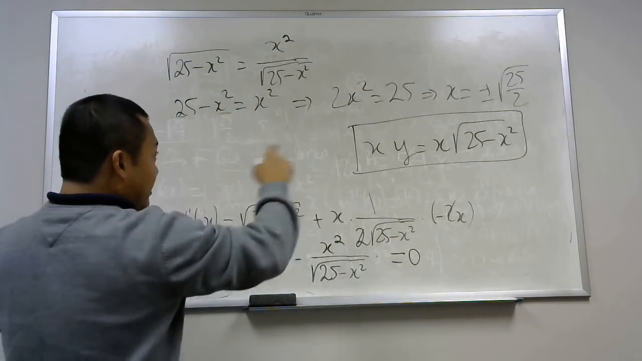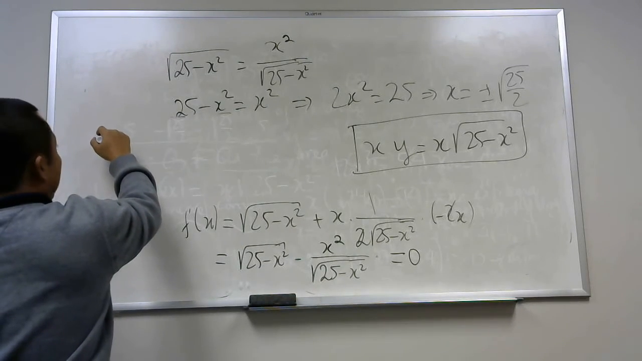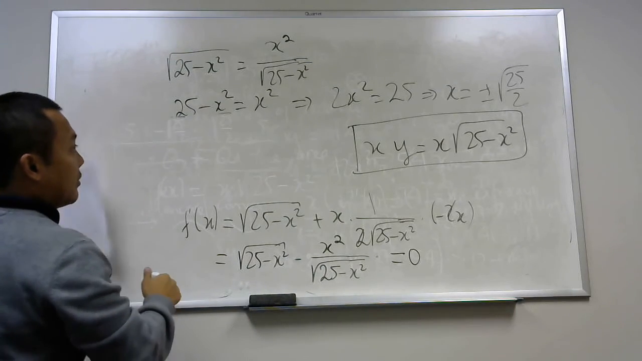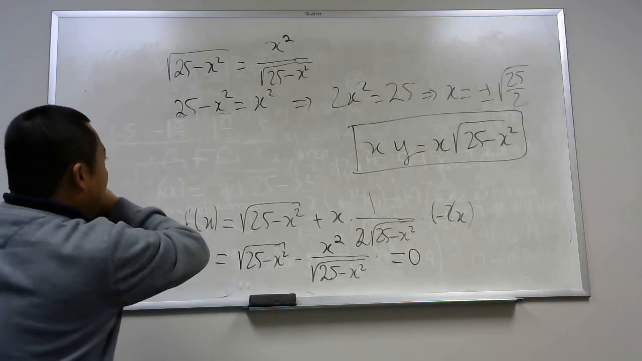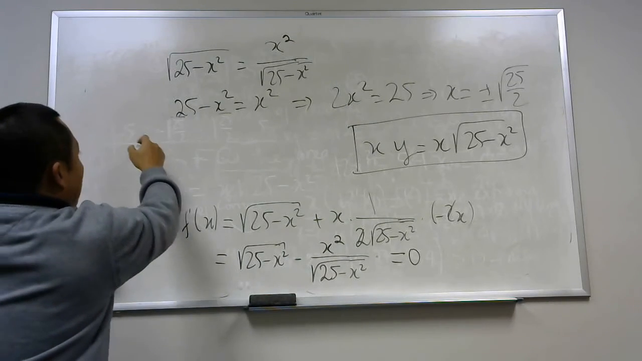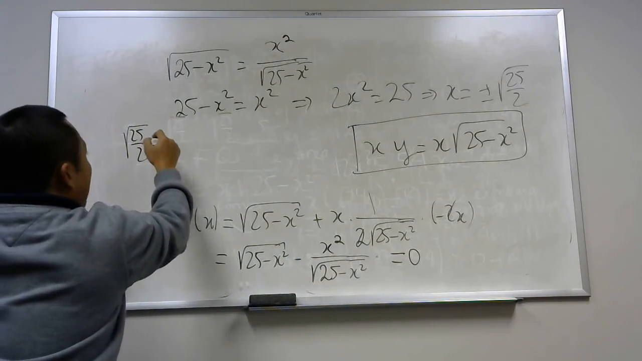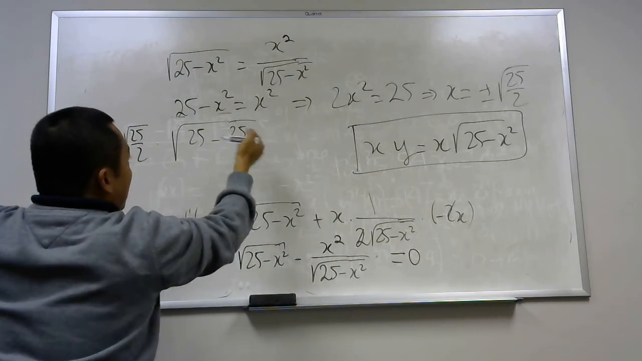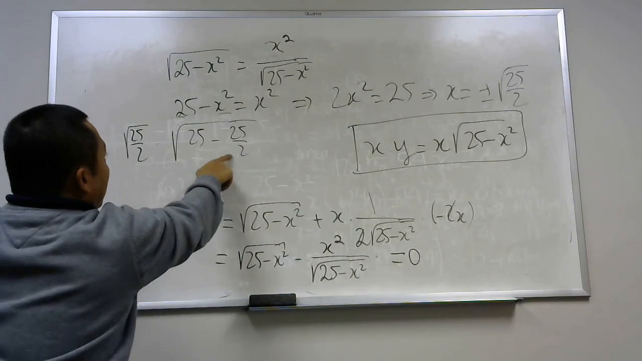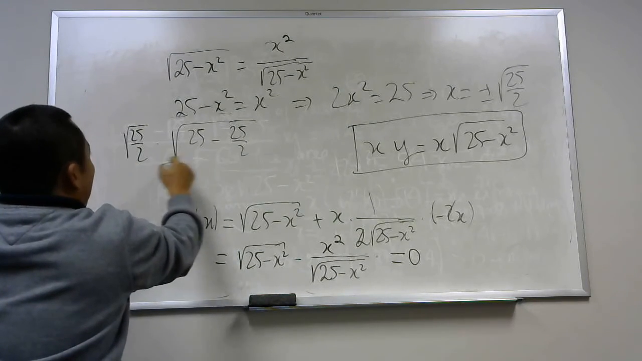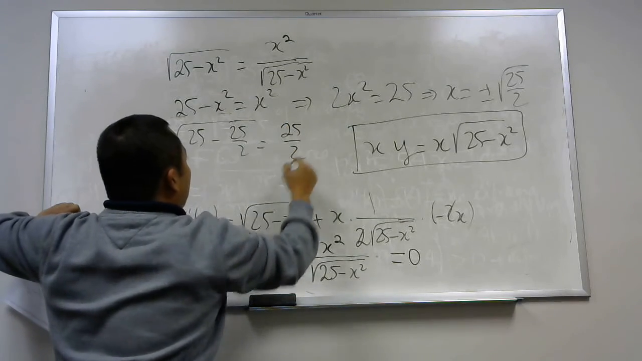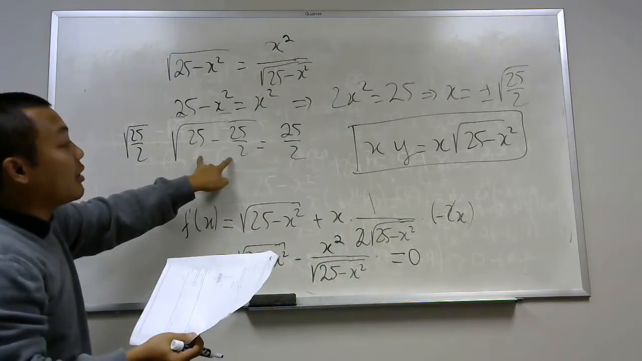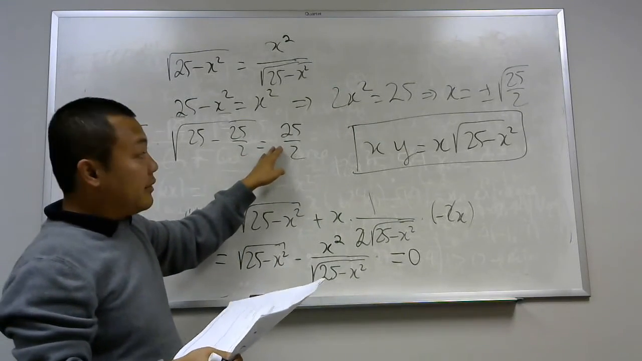So when I plug plus or minus that in, we have the following. But x is positive, you know, so I have the square root of 25 over 2 times the square root of 25 minus 25 over 2, right? The square root squared, just take that. And then here you get 25 over 2. This equals 25 over 2. Because this is the square root of 25 over 2, and then inside you still have 25 over 2. So you multiply, you get 25 over 2.